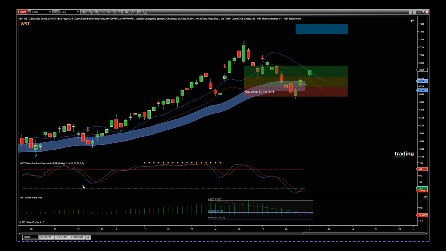Still the same thing. Still the same Elliott Wave count, the pullback zones, the automated target zones, the stochastic, the false breakout stochastic, and the oscillator. Everything's working the same no matter what platform.